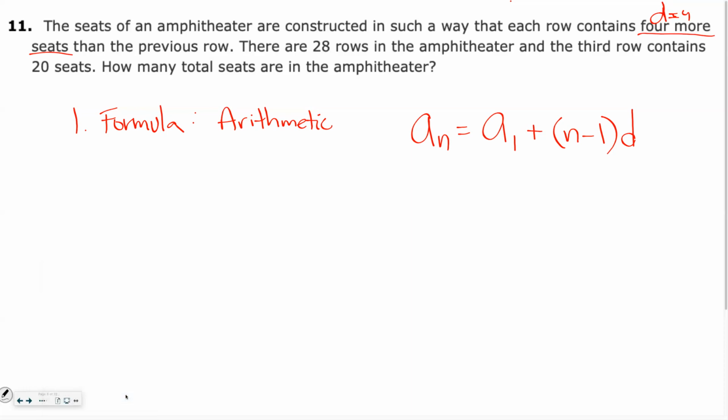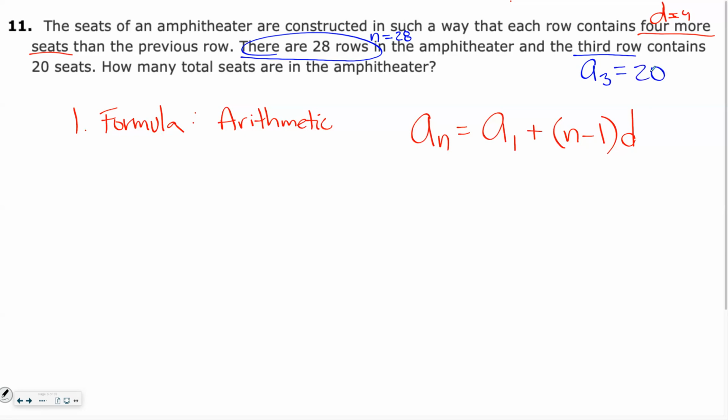There are 28 rows in the amphitheater. Do you know what that is? That's N. That's the amount of rows. N is always the amount of something. Yes, 28 rows. That's N. N is 28. And the third row. What symbol would be a third row? A3. If this is the third row, we'll call it A3. It contains 20 seats.